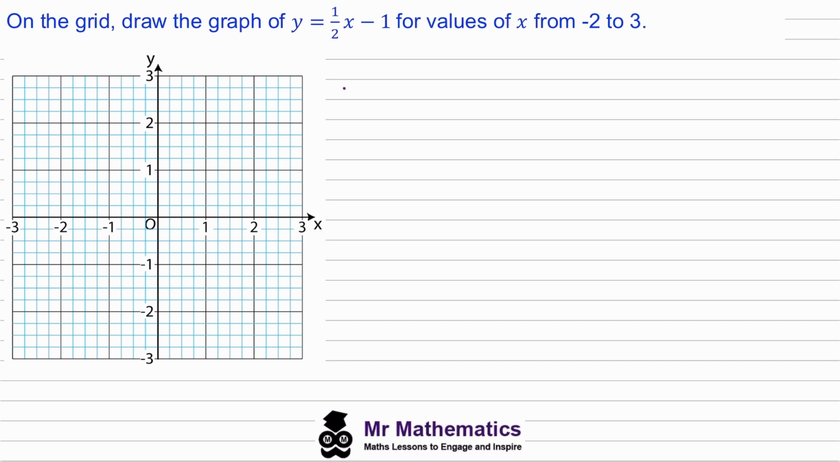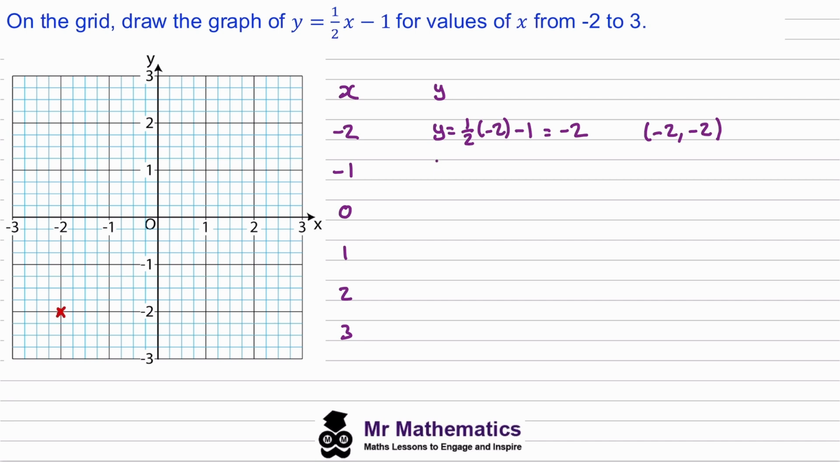Okay, so how did you get on? If we create our table, we're looking at values of x from -2 to 3, and then the values of y. Well, we'll substitute the -2 into our equation. So we'll get y will equal 1/2 of -2 minus 1. And 1/2 of -2 is -1. -1 take away 1 will give us -2. So our coordinate will be -2 for x and -2 for y, which is this point here.